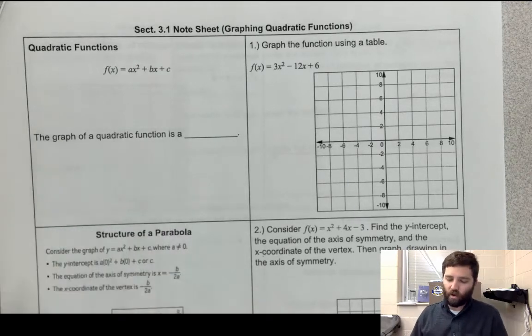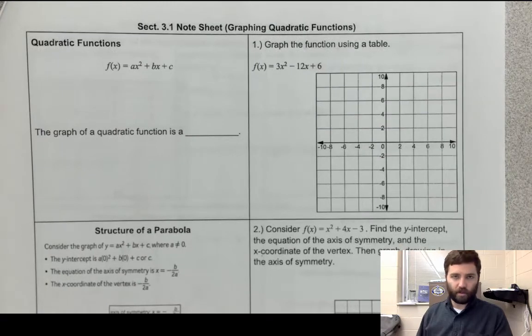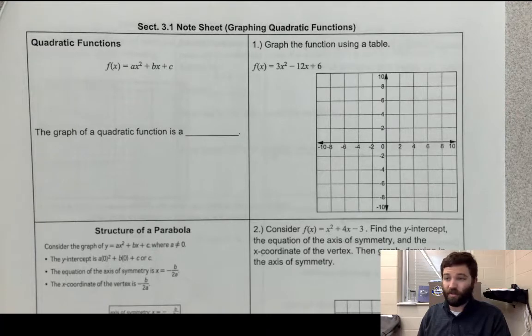All right, section 3.1, we're going to be talking about graphing quadratic functions. We have talked about quadratic functions briefly, and the graphs of them, when we were talking about line symmetry. But this whole chapter is devoted to quadratics, quadratic functions, quadratic equations, and different ways to solve quadratic equations. We're going to start off just by talking about graphing quadratic functions and analyzing them.